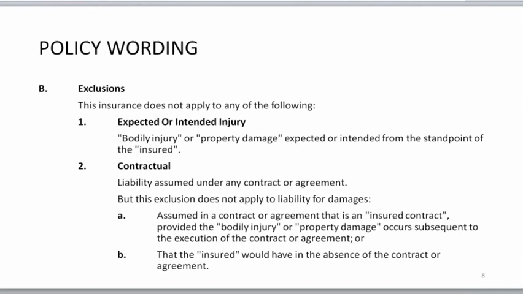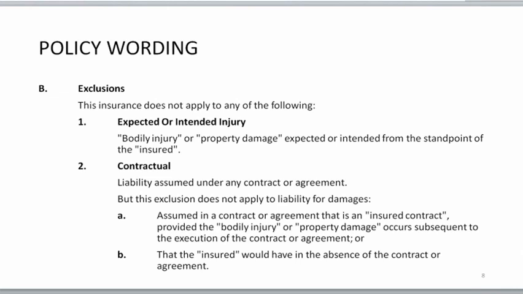Exclusion 1. This insurance does not apply to any of the following: expected or intended. This auto policy excludes injury expected or intended from the standpoint of the insured. That's a GL exposure. So if your insured intended to run down somebody, that would not be auto.